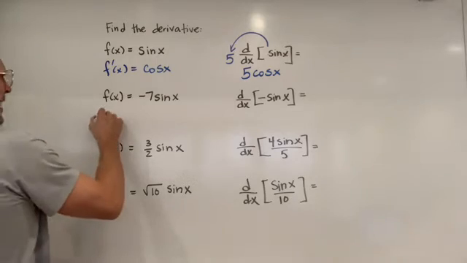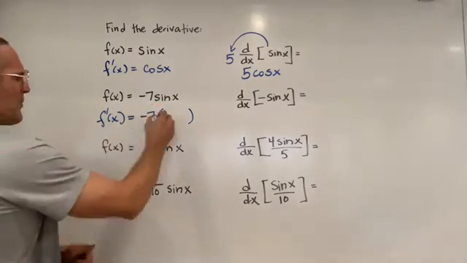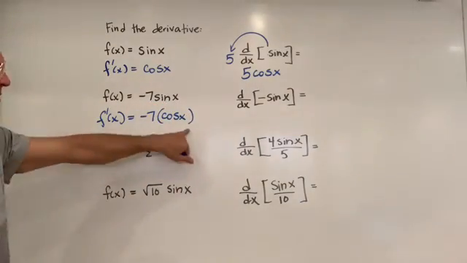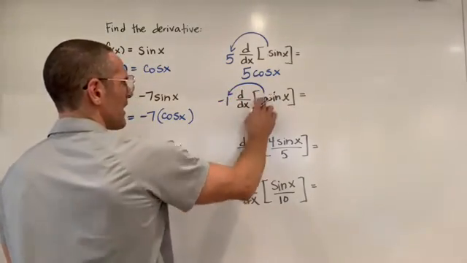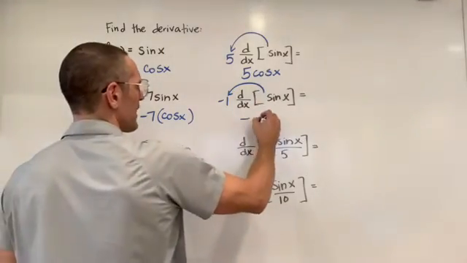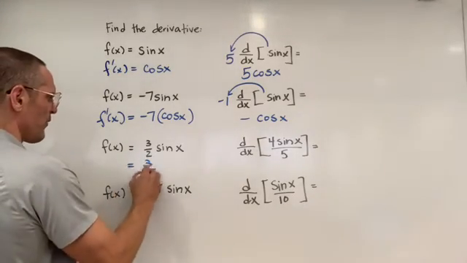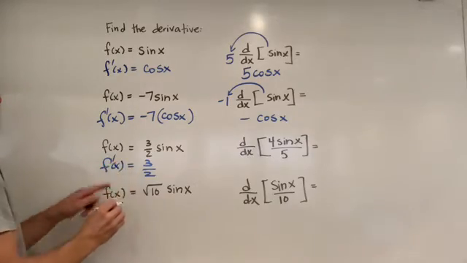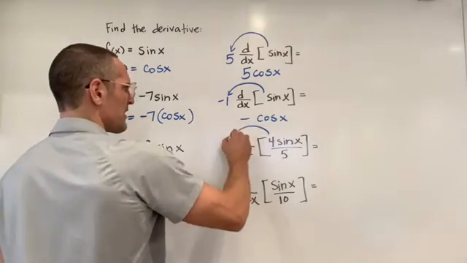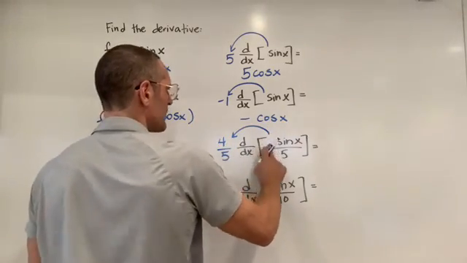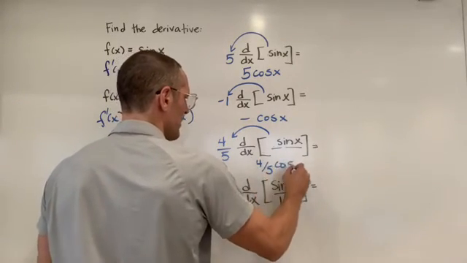Negative 7. Well, f dash of x will be negative 7 times the derivative of sine x, which is cosine x. So do I really need these parentheses? No. Look, that constant just comes along for the ride. I could think of this as negative 1 times the derivative of sine x, which will be negative cosine x. Here, 3 over 2 times sine x, when we find the derivative, will give us 3 over 2 times the derivative of sine x, which is cosine of x. Of course, we could think of this as 4 over 5 times the derivative of sine x, which would give us 4 over 5 cosine of x.